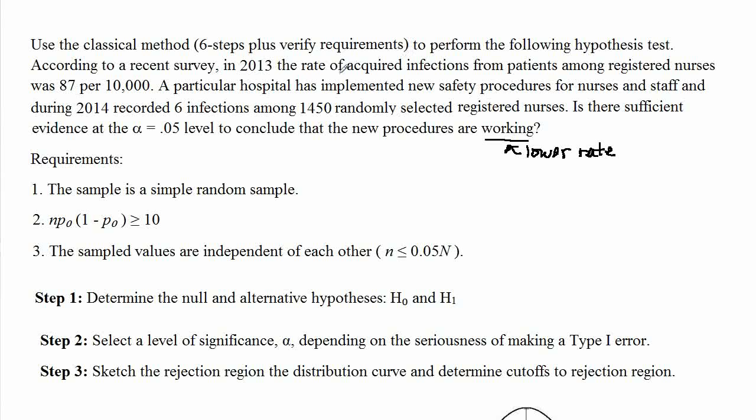And the word rate in this context, the rate of acquired infections, we said 87 per 10,000. That's really a ratio, so this is a proportion value. So this is going to be a proportion hypothesis test. Let's decide what some of the information is here. Our 87 per 10,000, that's our population proportion. That's population information. Our hypothesized proportion, P0, is going to be 87 divided by 10,000, which is 0.0087.